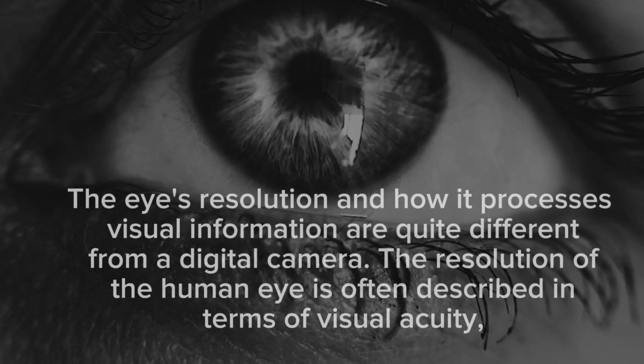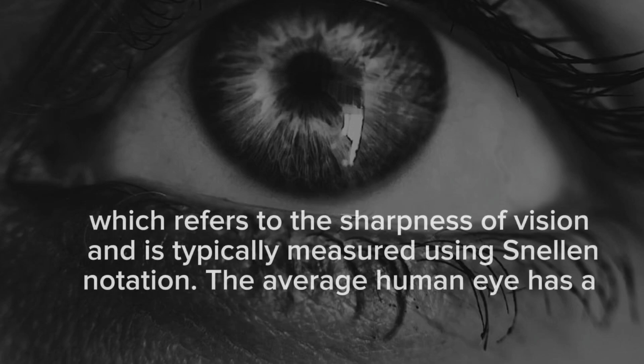The eye's resolution and how it processes visual information are quite different from a digital camera. The resolution of the human eye is often described in terms of visual acuity, which refers to the sharpness of vision and is typically measured using Snellen notation. The average human eye has a.